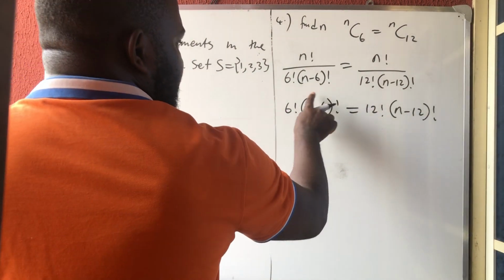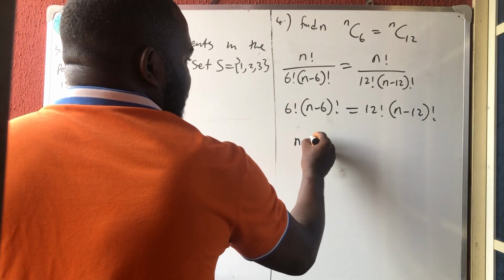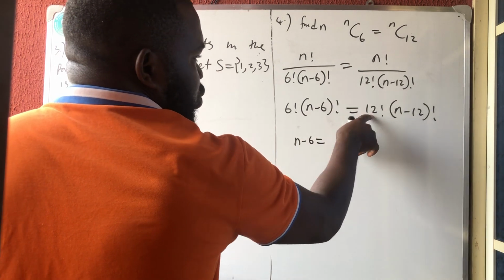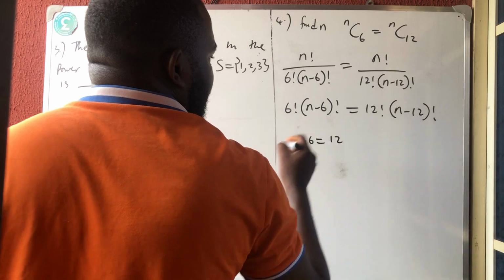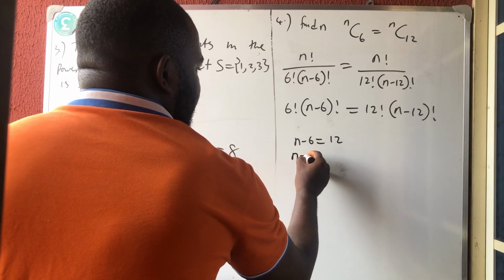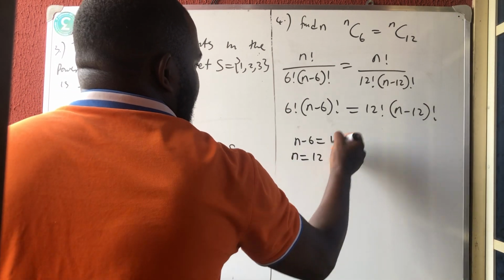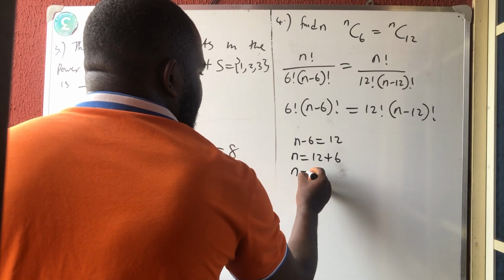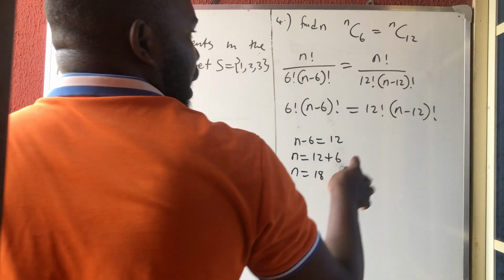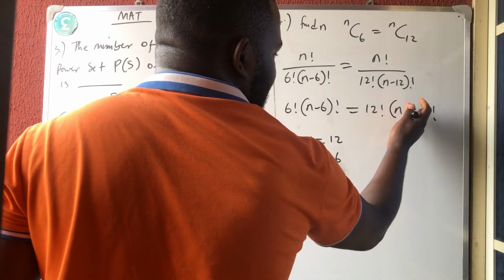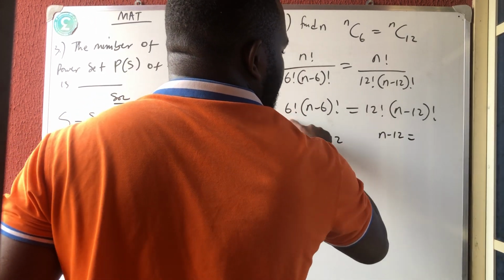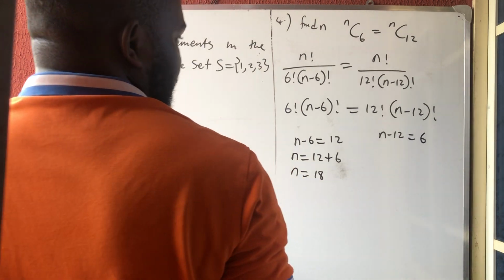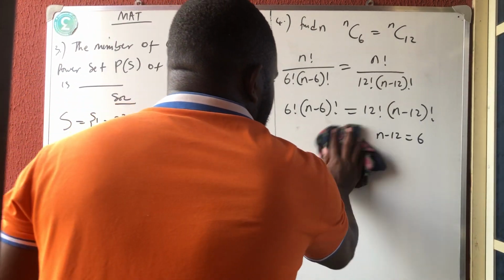Okay, so n minus 6 should be equated to 12, because I need to get 12 factorial here as well. So n is equal to 12 plus 6, which is 18. Or I will say that this side is supposed to have 6 factorial, so n minus 12 is equal to 6. Okay, let me do it this way so you get it very well.